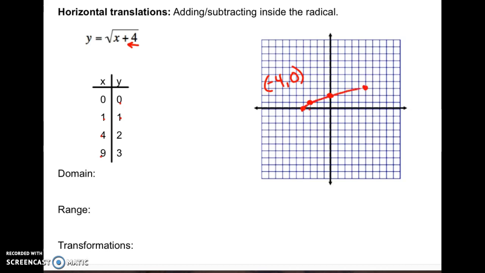And then I put my curve in. It's not a straight line. It's a curve. For the domain, the smallest x number is -4. It always goes to infinity. The smallest y number is 0 to infinity. Our transformation here is that we translated left 4 units.